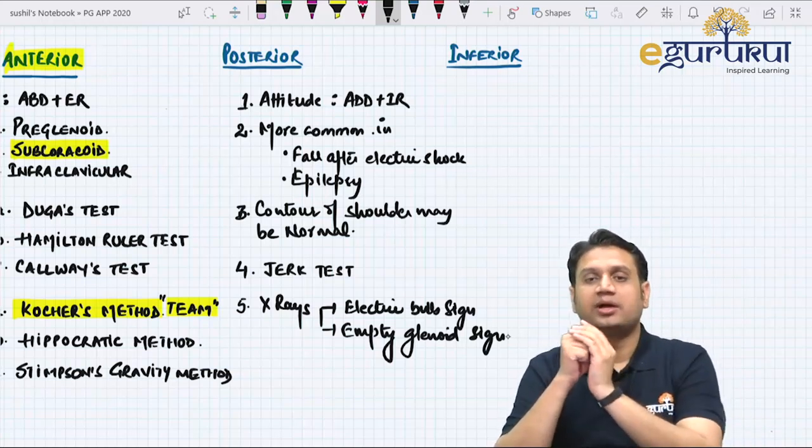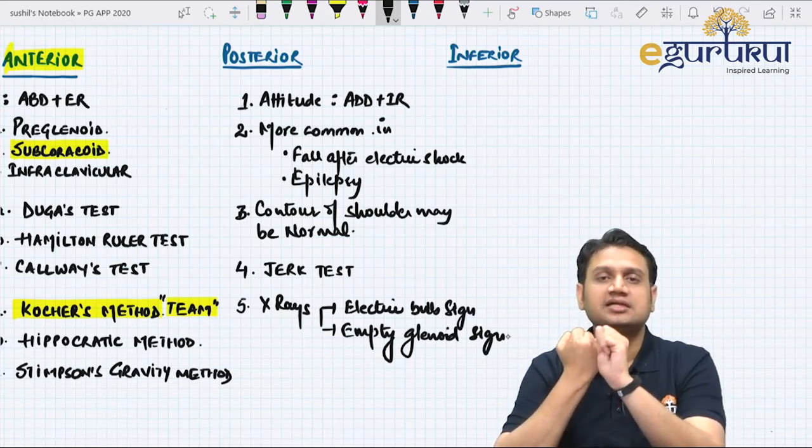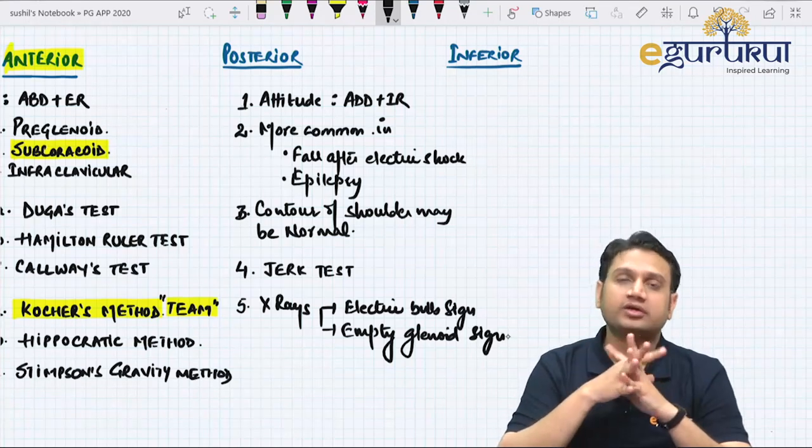Empty glenoid is when there is no articulation between these two and the head has gone absolutely posteriorly. So this is now empty, nothing is articulating with it. That's why you call it an empty glenoid sign.